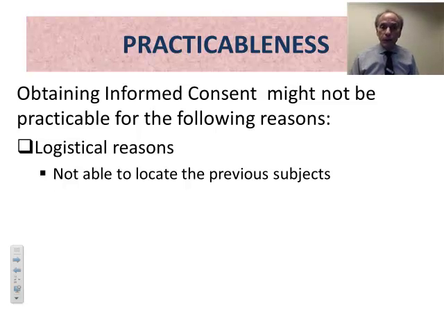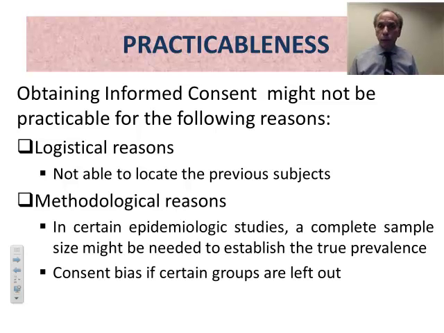Now, obtaining informed consent might also not be practicable due to what we call methodological reasons or for scientific reasons. In other words, requiring informed consent might threaten the scientific validity of the research. For example, in certain types of epidemiologic studies, a complete sample size might be needed to establish the true prevalence of a disease in the community. Or there might be consent bias if the group giving consent differs significantly from the group not giving informed consent, and thus any conclusion derived from the research will not be generalizable to the whole population.